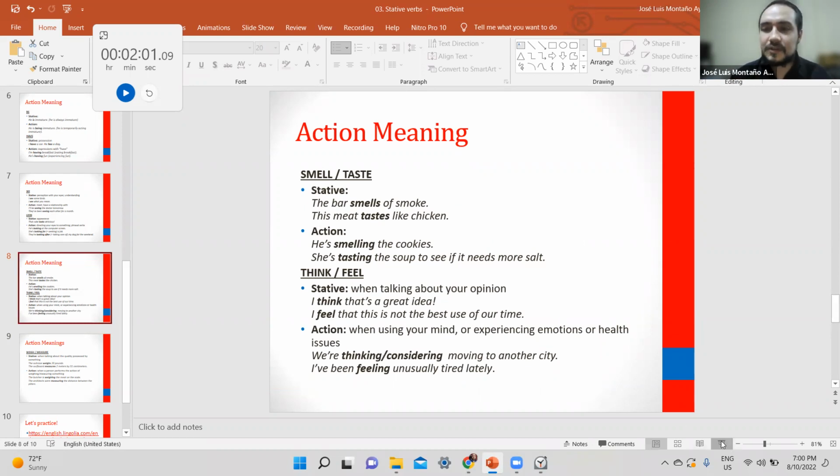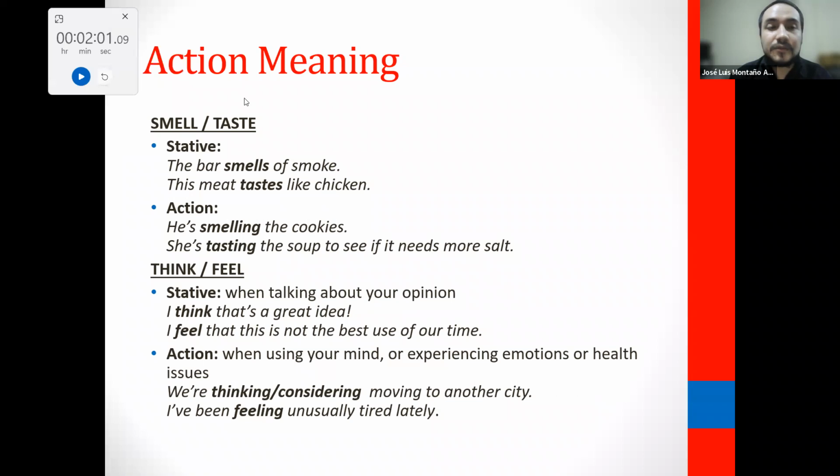This is interesting, Evelyn and Astrid. This is for you, Astrid, please. Smell and taste. Let's read that one, please. Stative. The bird smells of smoke. This meat tastes like chicken. Action. He's smelling the cookies. She's tasting the soup to see if it needs more salt. Good. Great.